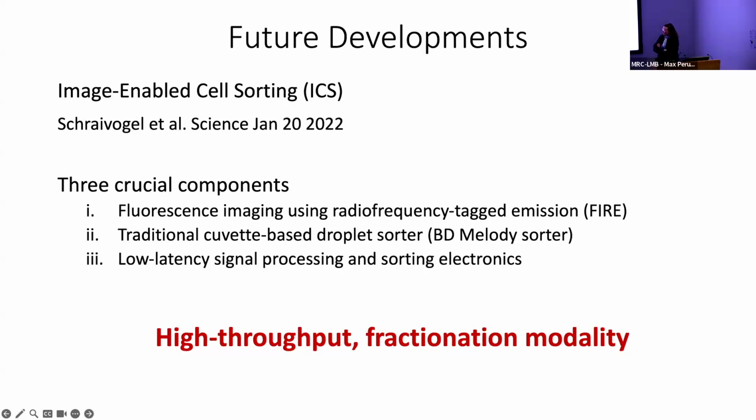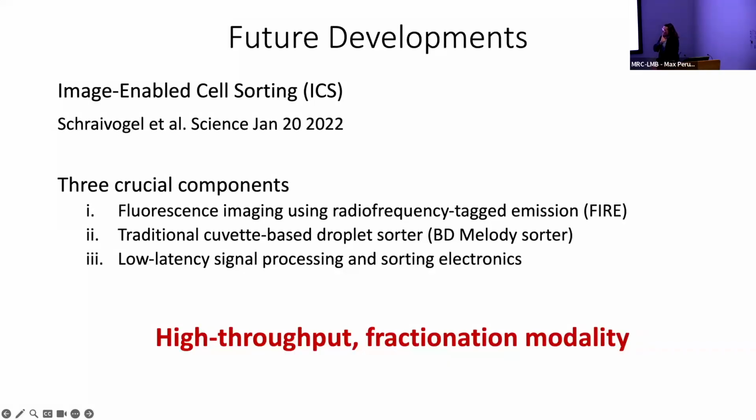It's a traditional cuvette-based droplet sorter, and it has very low latency signal processing and sorting electronics. So the really amazing thing about the development of this machine is that it produces an image of your cells, but it's still able to maintain a very high speed of sorting. So up to, they claim, 15,000 events per second.